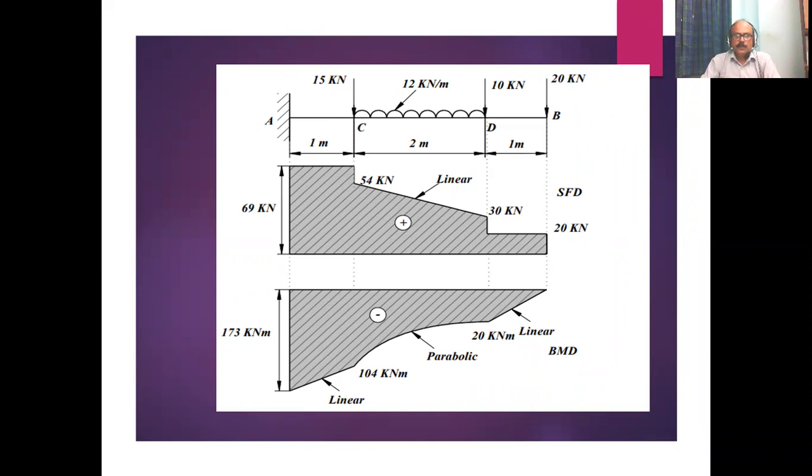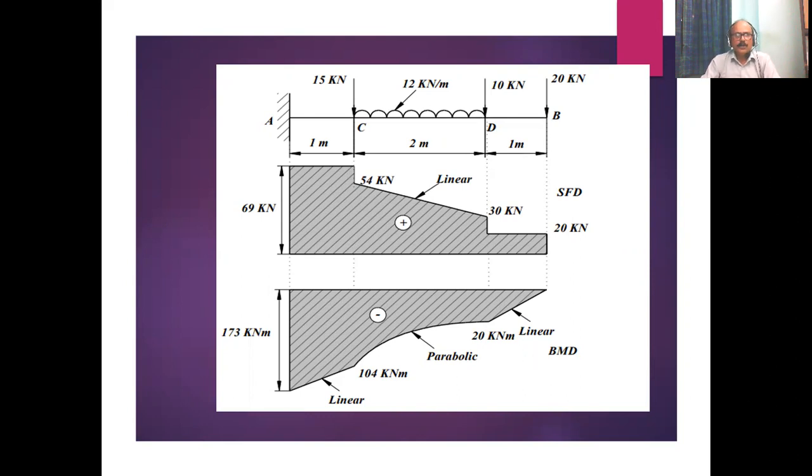That is minus 20 into 4, minus 20 into 4, minus 10 into 3, minus 12 into 2 into 2, minus 15 into 1. So if you add all put together, it will be minus 173 kilonewton meter. So at point A, it is minus 173 kilonewton meter. Again with reference to that reference line below, we had to mark that 173.